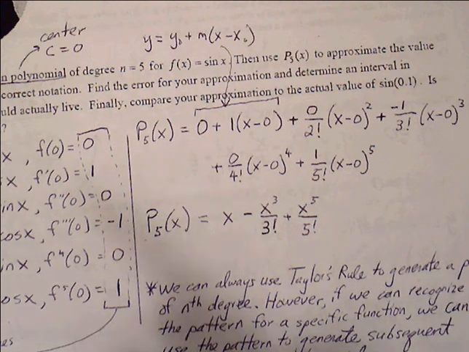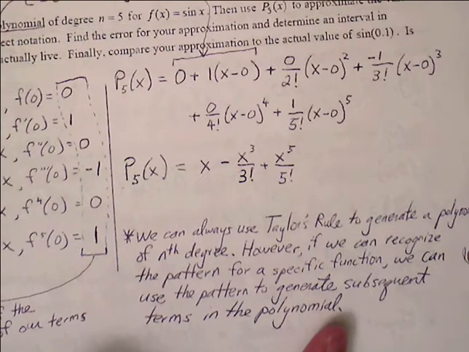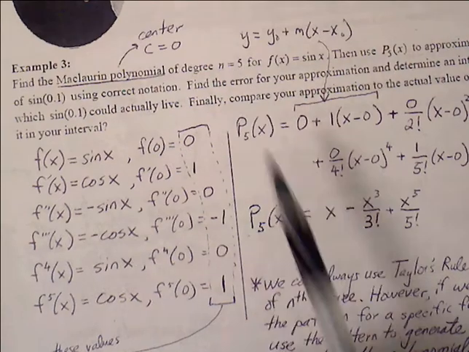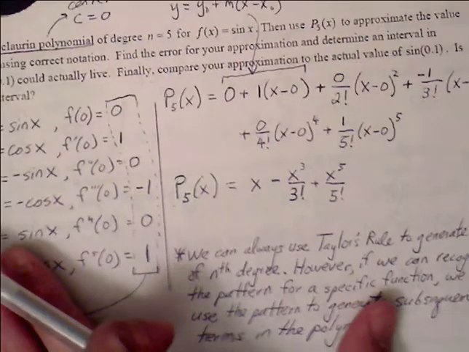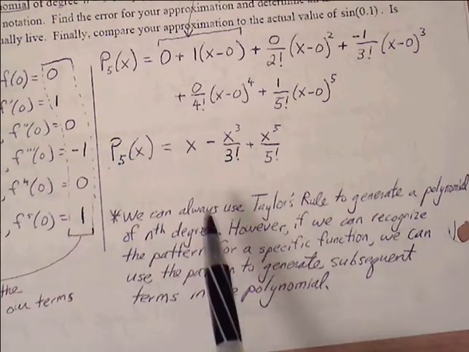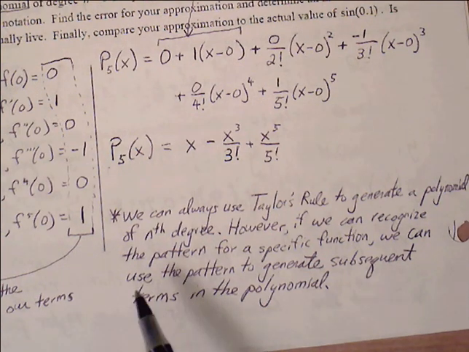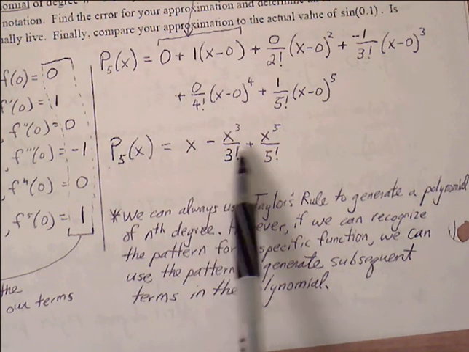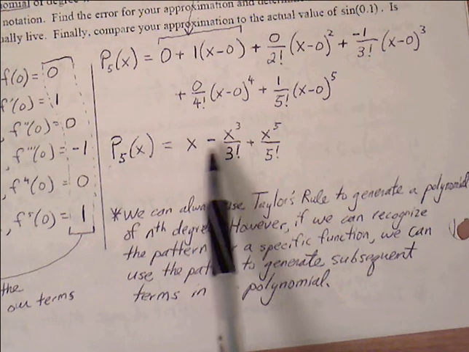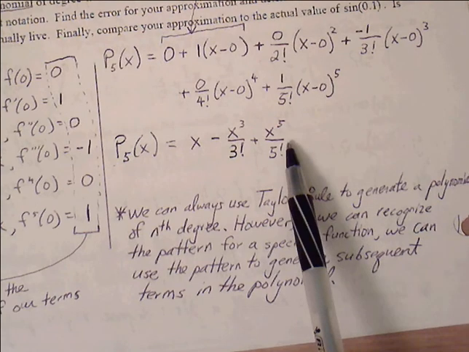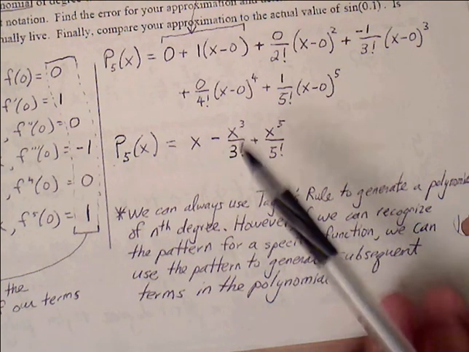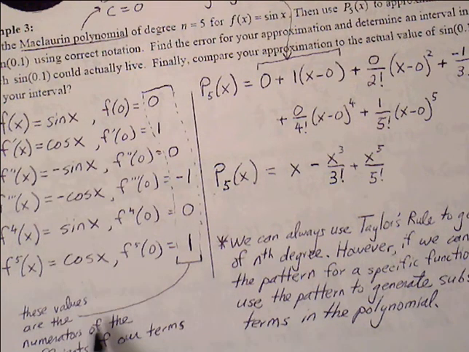Now we can always use Taylor's rule. This is where we generate all the derivatives up to match the degree of polynomial that the problem is asking for. We can always do this. However, if we can recognize the pattern for this specific function, then we can use that pattern to generate subsequent terms in the polynomial. Here, x to the first, then x cubed over 3 factorial, we see that these are all odd degrees, so we can make a pretty good guess that the next terms will be minus x to the 7th over 7 factorial plus x to the 9th over 9 factorial. So once we see the pattern, there's no need to go back and find the 6th, 7th, 8th derivative.